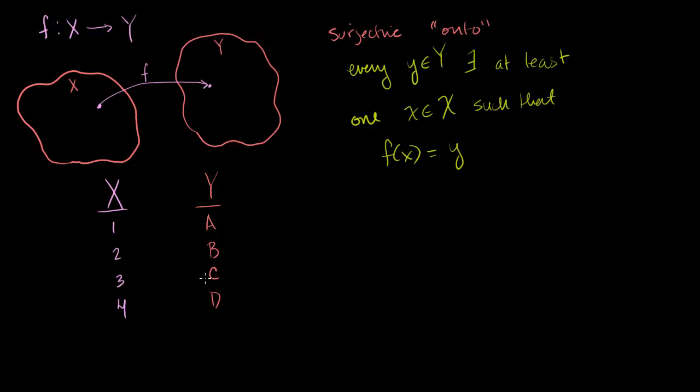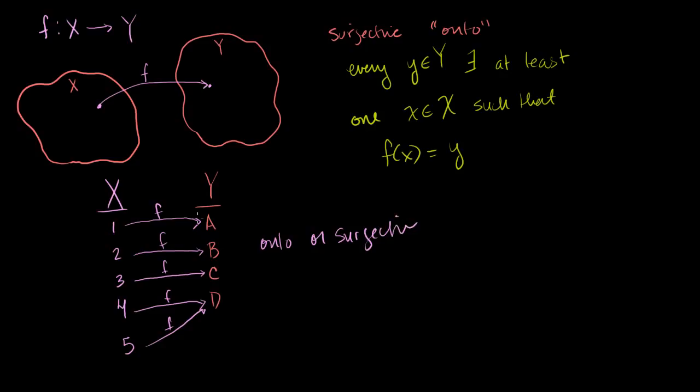So if every one of these guys, let me just draw some examples. Let's say that this guy maps to that. Let's say that this guy maps to that. Let's say that this guy maps to that. And let me draw a fifth one right here. Let's say that both of these guys right here map to D. So f of 4 is D and f of 5 is D. This is an example of a surjective function. So these are the mappings of f right here. This function right here is onto or surjective. Why is that? Because every element here is being mapped to.